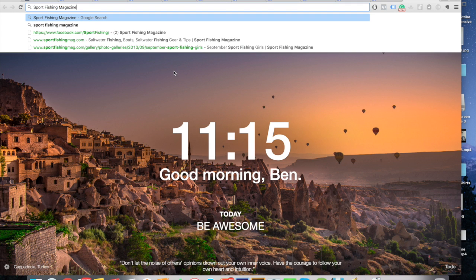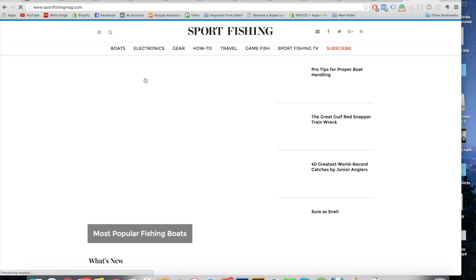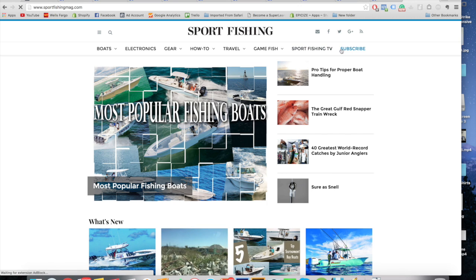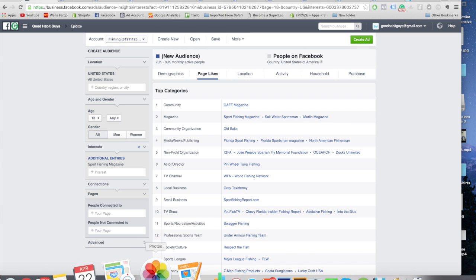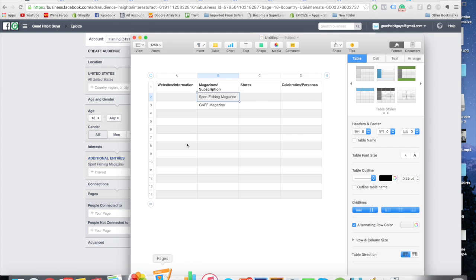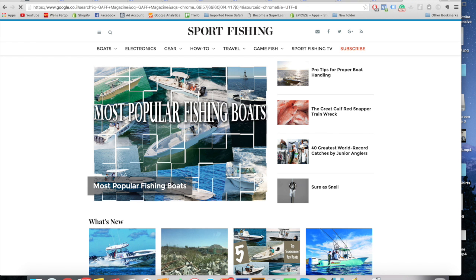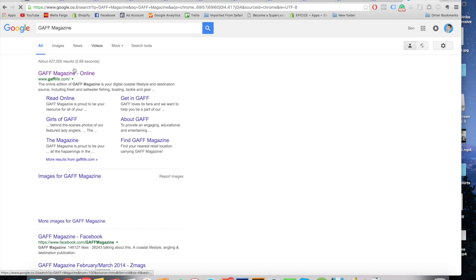Now again, I'm gonna check and see if this is an actual magazine, if this is not just a website that gives out free information, free content. Sports fishing. Didn't I already? One second. Oh, this is that one. Oh, okay. I already went through that one. It's this one. Pretty silly. I did not check though the GAFF magazine, so we're just gonna do a quick search on that one and see if that's an actual magazine.